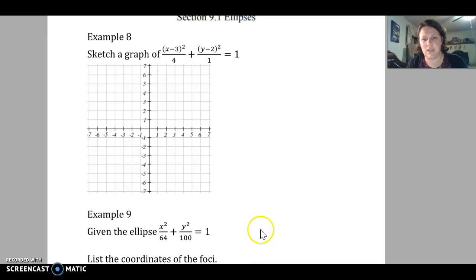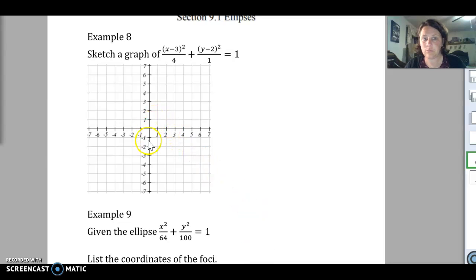Okay, so I did skip one example that I thought was pretty easy. And I'm not going to go through every single one of these examples because I think you guys should get it by now pretty quick. So our center on this one is going to be the point (3, 2). And then we're going to go 2 points in the x direction, so a distance of 2 to the left and a distance of 2 to the right, and a distance of 1 up and down. So this is a horizontal ellipse. Okay. And that's all for number 8.